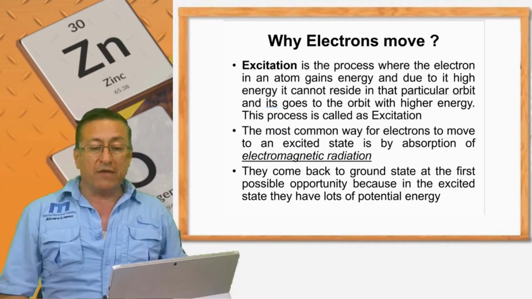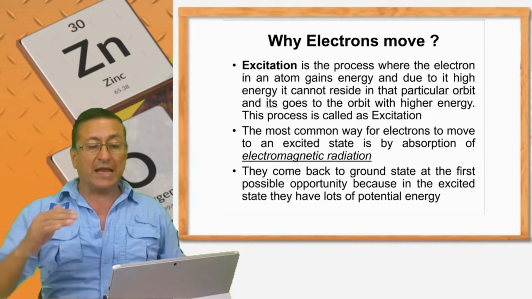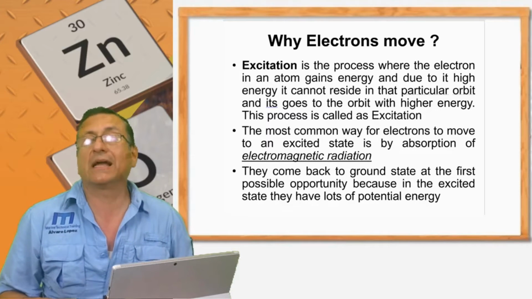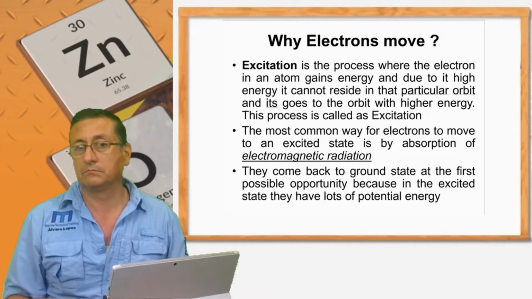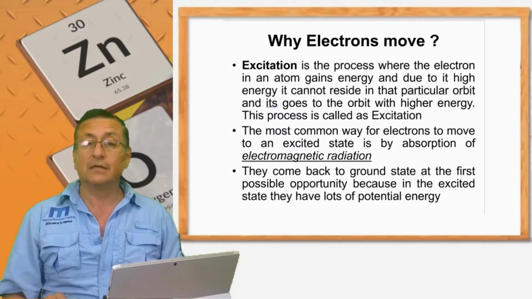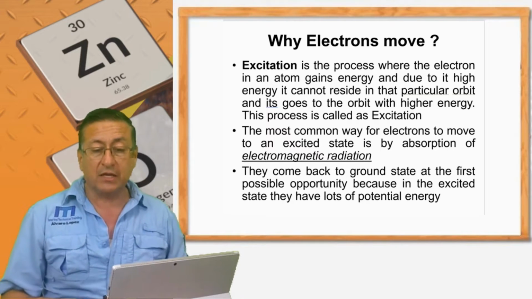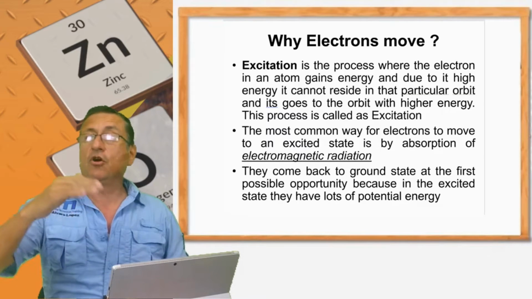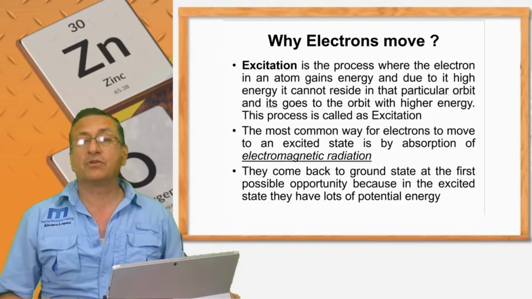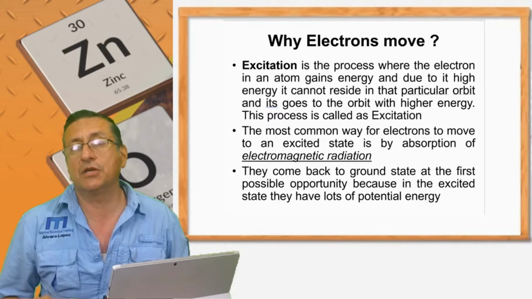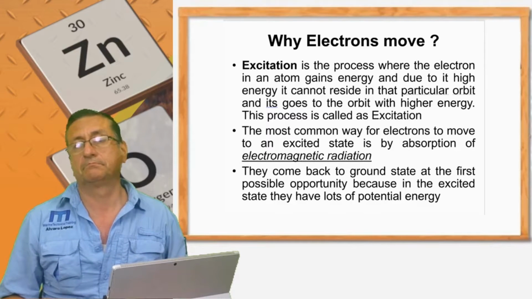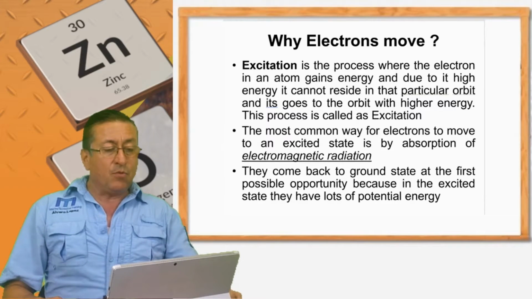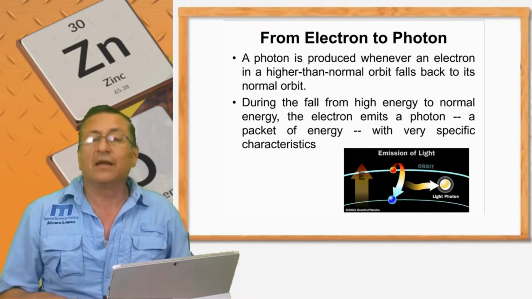The most common way for electrons to move to an excited state is by absorption of electromagnetic radiation. This is a nice sentence. The most common way for electrons to move into another state is by absorption of electromagnetic radiation. Nice slide, important slide. Okay, we are going to check what happened in that case.